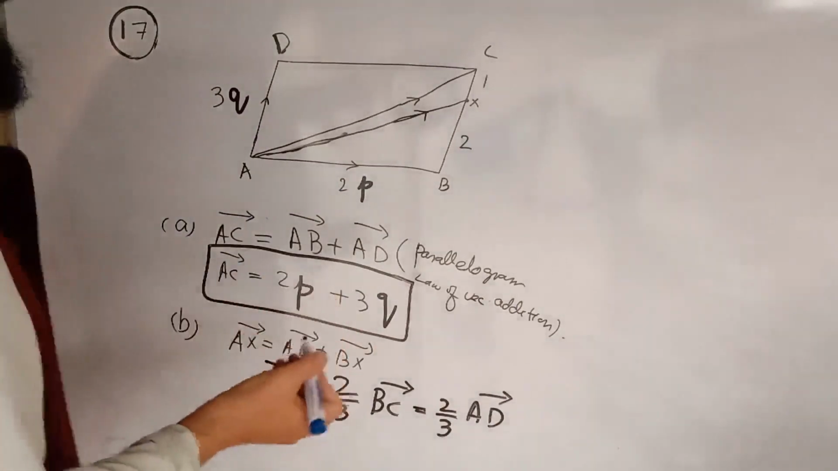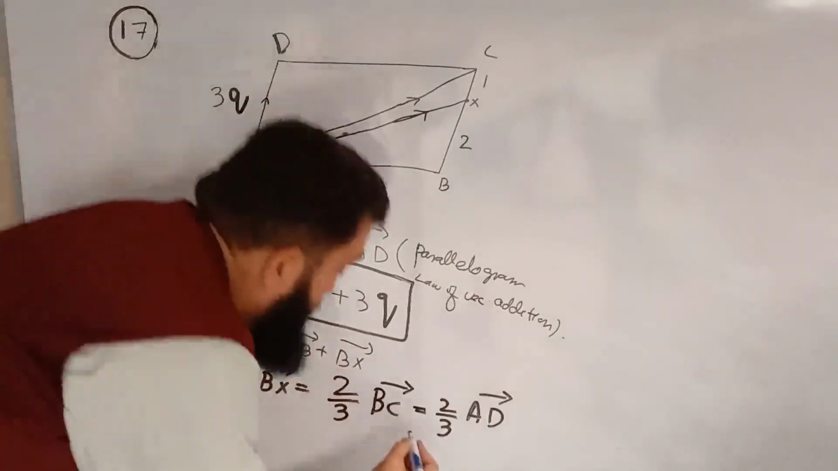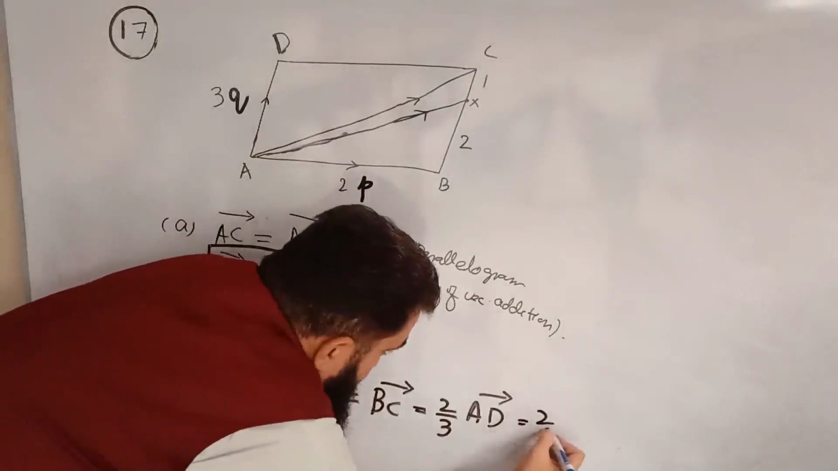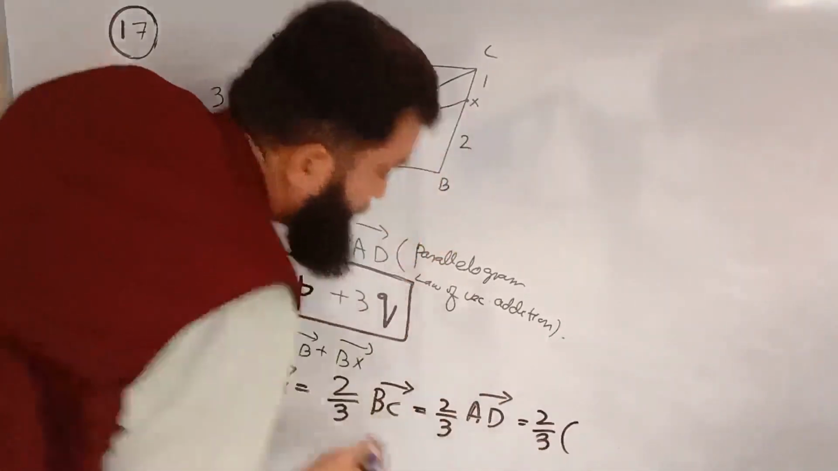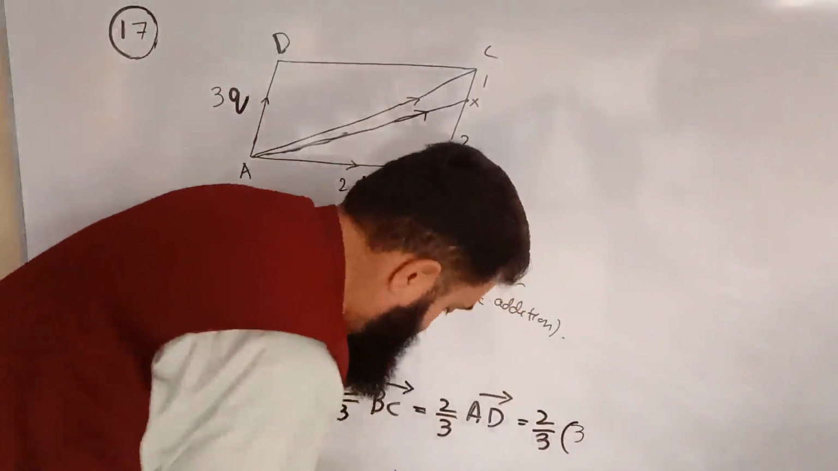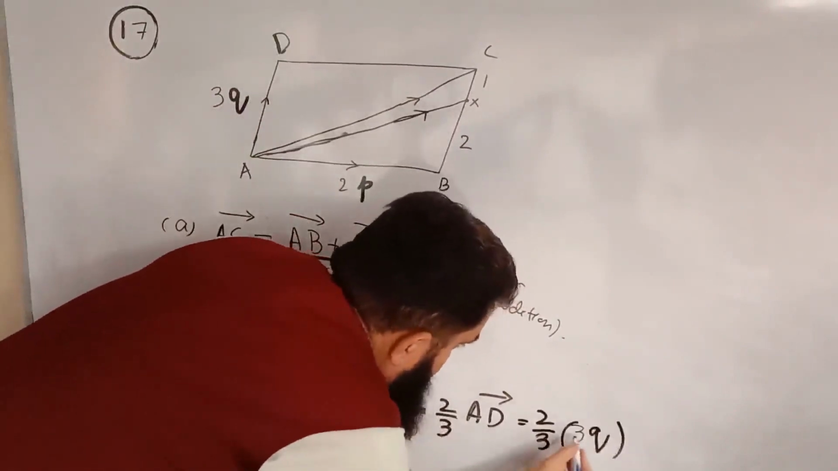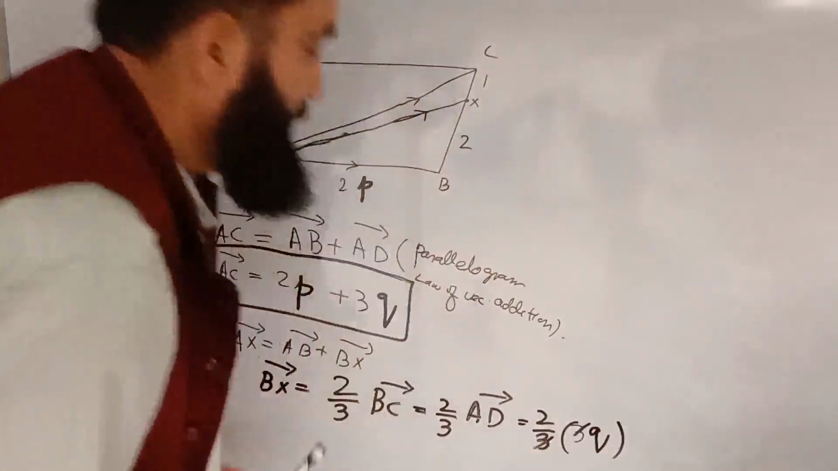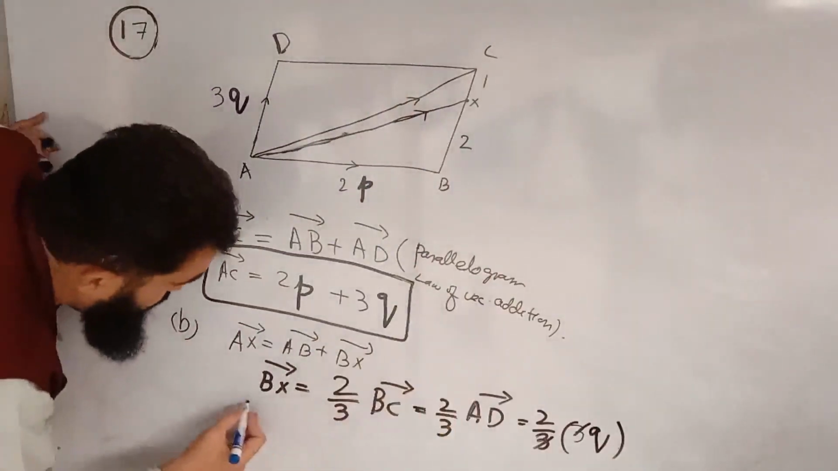Understand? BX is 2/3 of BC, which is actually 2/3 of AD. This implies that AD is given as 3Q. It is given in the question. So this will be equal to 2/3 of 3Q. I make it boldface. So 3 is cancelled with this 3. So it means BX is equal to 2Q.